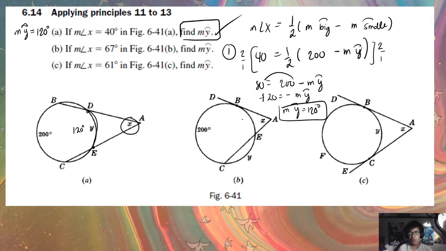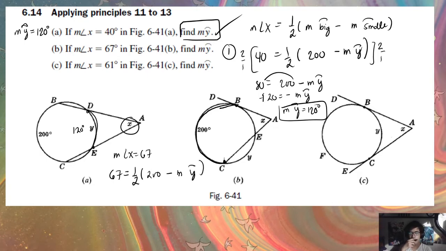Let's try the second one. For the second one, we have the measurement of angle x here, and the measurement of this arc is equal to 200. Since we know that the measurement of angle x is equal to 67 degrees based on our second problem, we can say that 67 is equal to 1/2 the measurement of the big angle here, which is 200, minus the measurement of our smaller arc, which is y for this one.